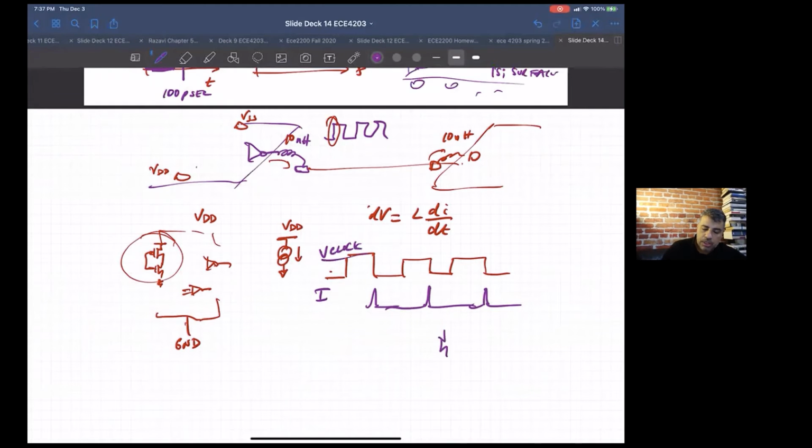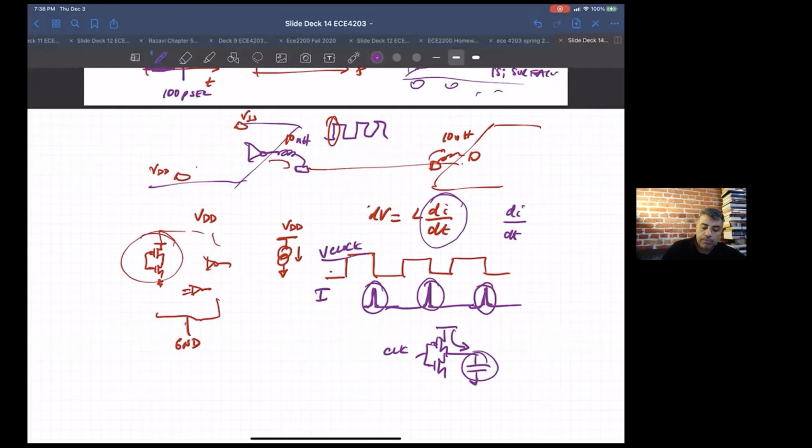So what's going on is every time I see a falling edge of the clock, I'm pulling current out of this to charge up this capacitor. And then I have hundreds of thousands, jillions of these things being clocked exactly on the same edge. That means I get a really massive change in current over the change in time, because it's a very fast transition.